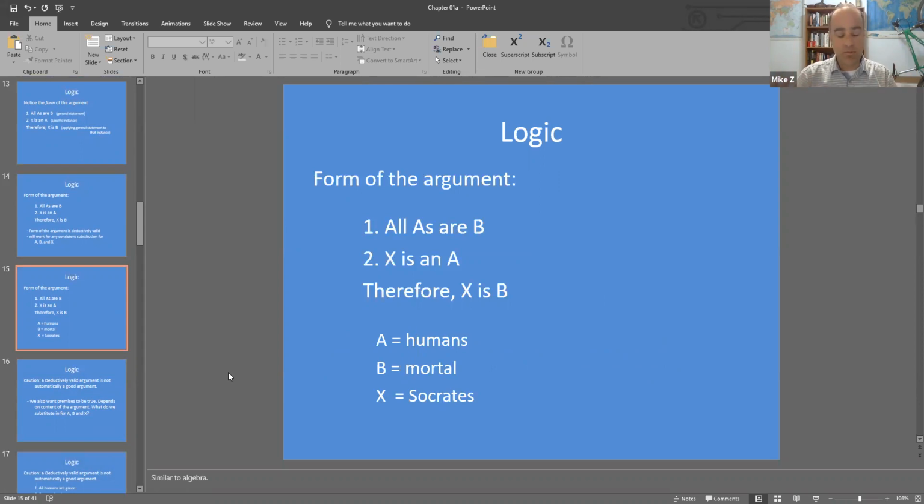But we could substitute anything in for A, B, and X. And as long as we do it consistently, whatever we put in for A in premise 1, we have to put in for A in premise 2. Whatever we put in for B in premise 1, we have to put in for B in the conclusion, and so on. As long as we're consistent in that way, then this is going to give us a deductively valid argument every time. It's just absolutely guaranteed.